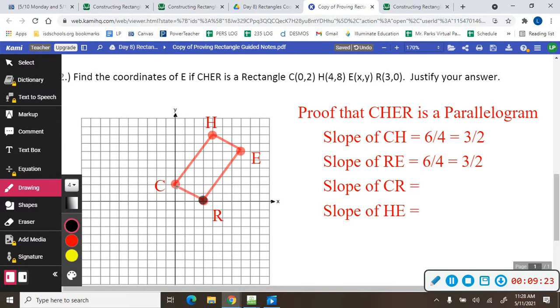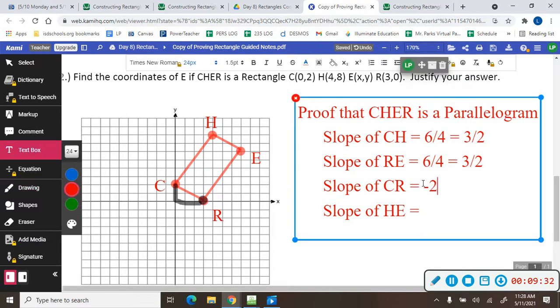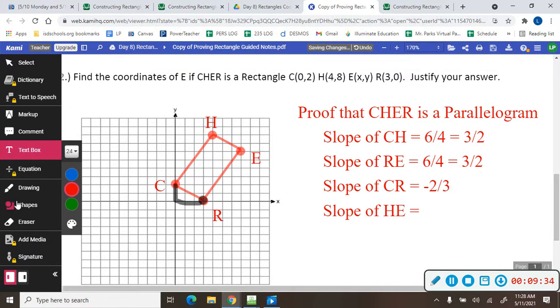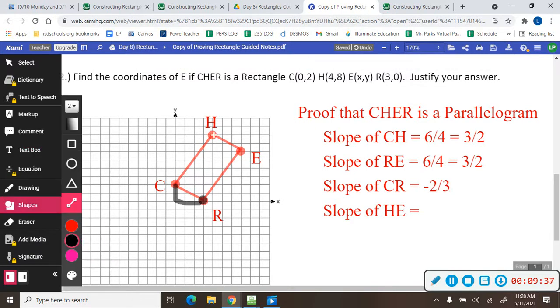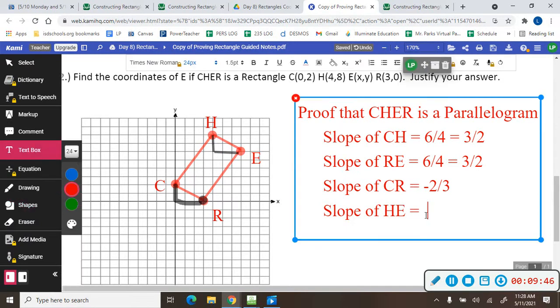You then go from C to R, you fall 2, so that's negative. Negative 2 over 3, that's negative 2/3. And then from H to E, you go down 2, also over 3. So I have proved that this is a parallelogram because CR equals HE, CH equals RE, and that's enough to prove that it's a parallelogram.